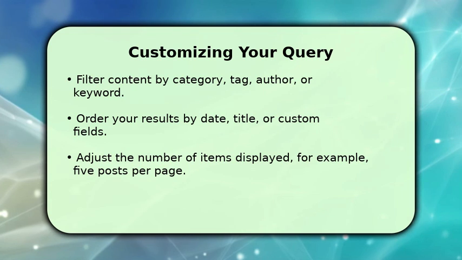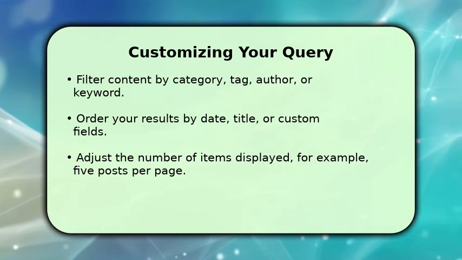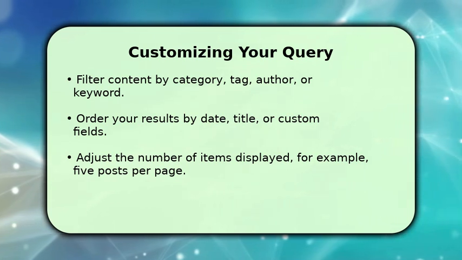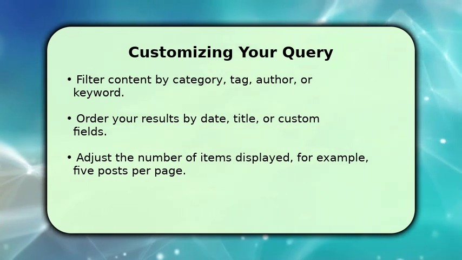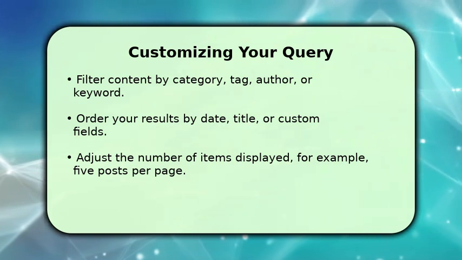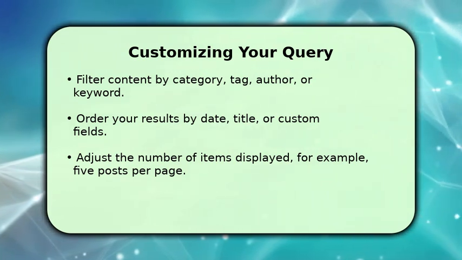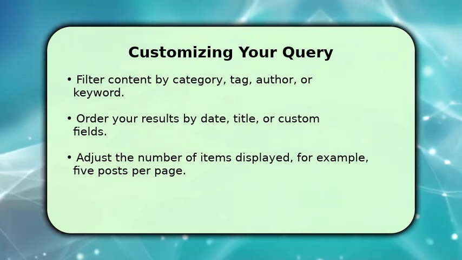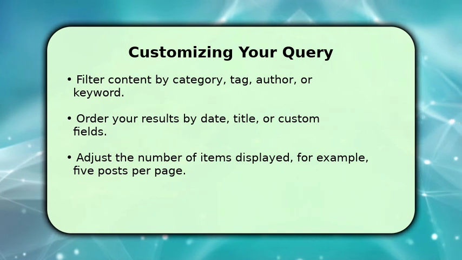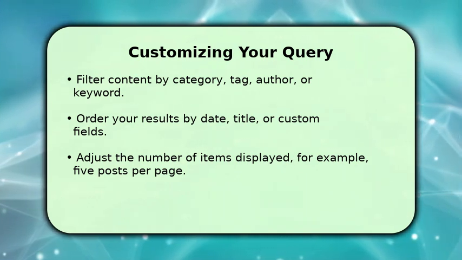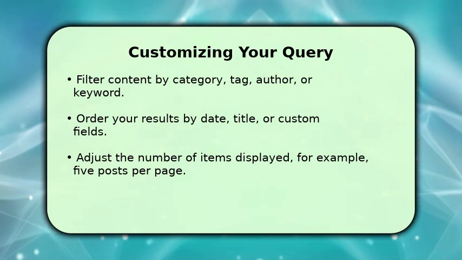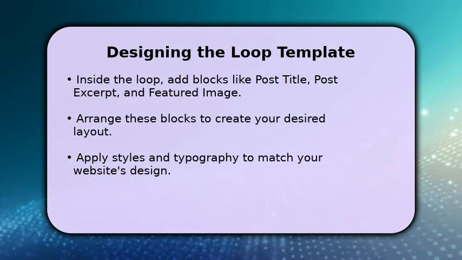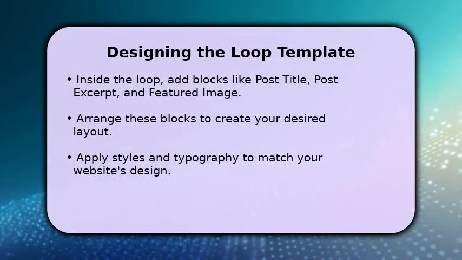The Query Loop block provides extensive options to filter your content. You can easily narrow down your results by specific categories, tags, authors, or even keywords. You also have full control over the order of your displayed items, choosing to sort them by publication date, alphabetical title, or even custom fields. Furthermore, you can adjust the number of items shown, perhaps displaying 5 posts per page, giving you precise control over your content presentation.